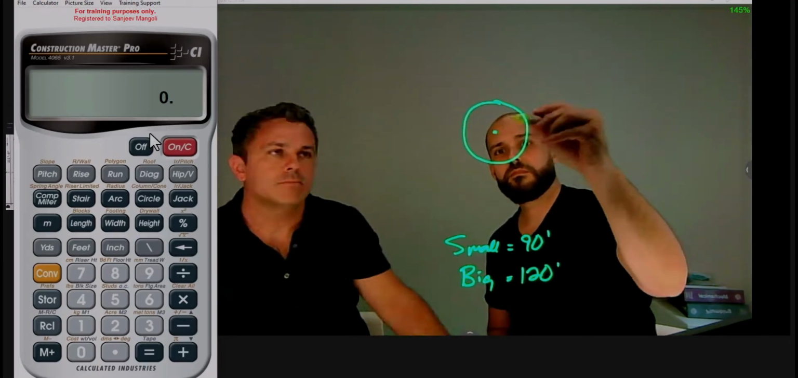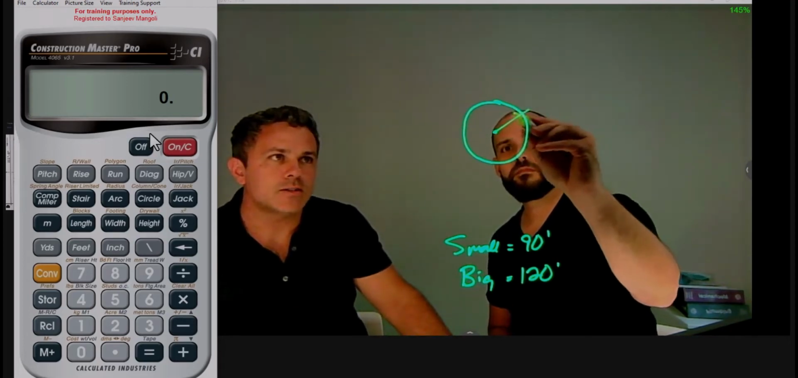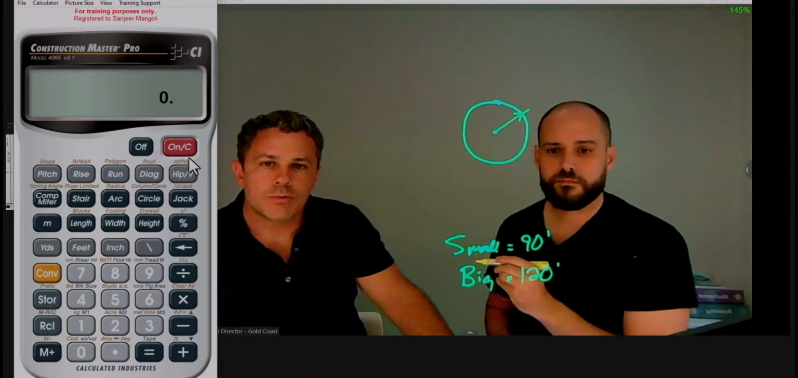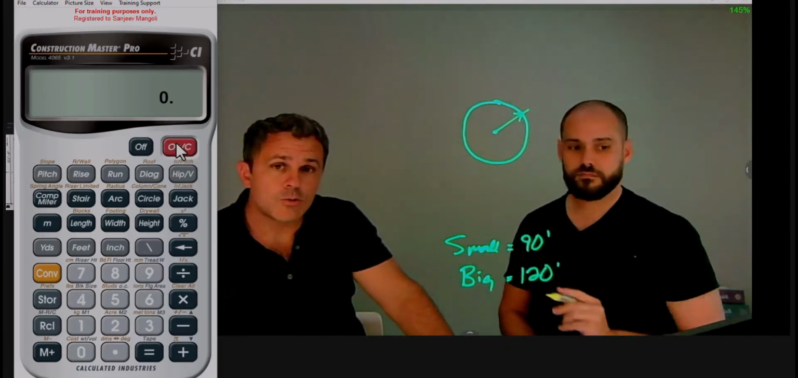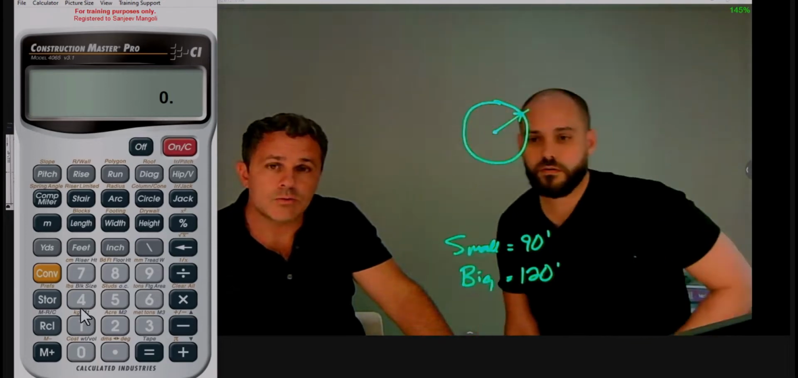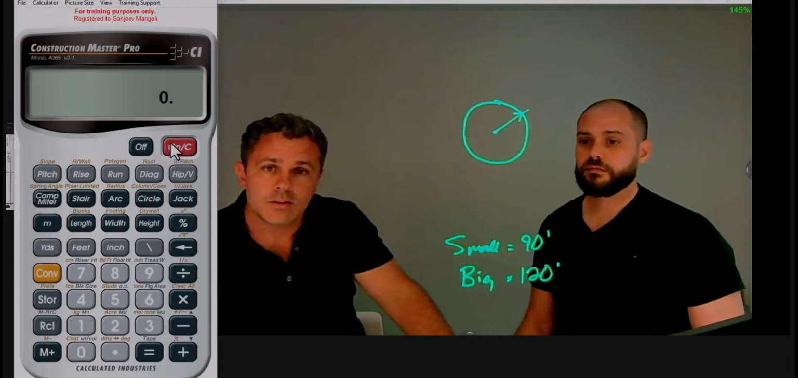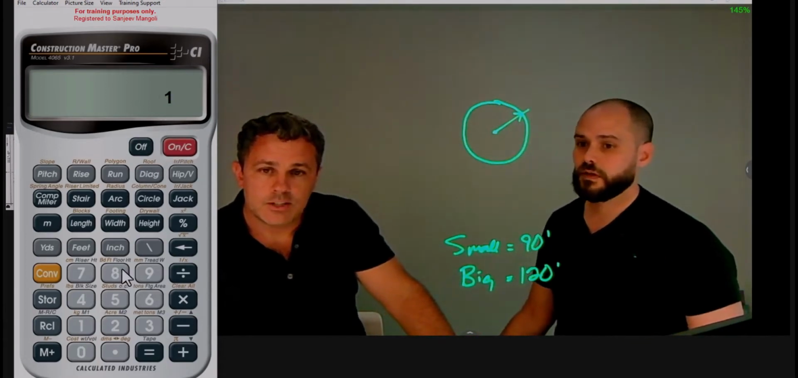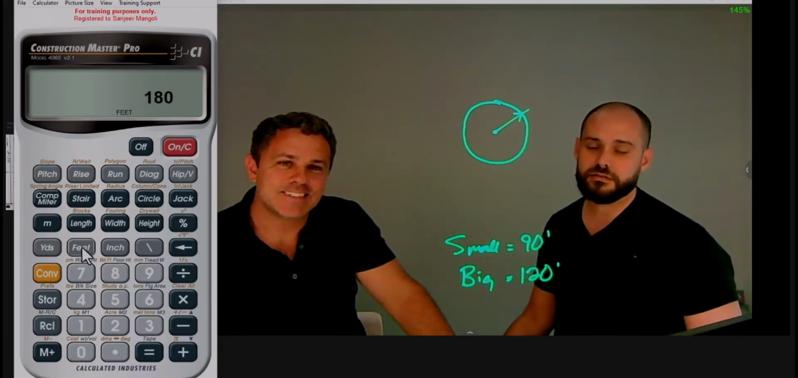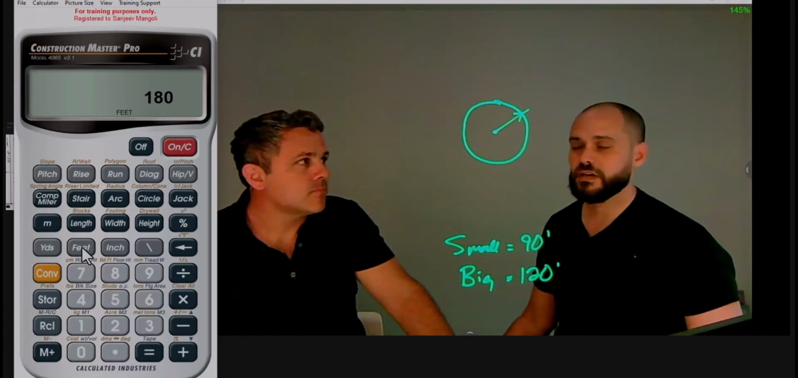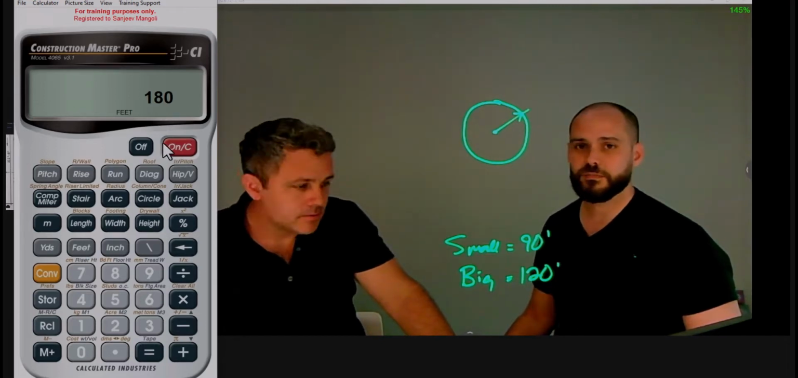So actually, let's start with the small one. We know we have a radius of 90. I promised that I'd show you a shortcut instead of entering the radius. If we know the radius is 90, what does the diameter have to be? Double that, 180. The diameter is 2 times the radius.